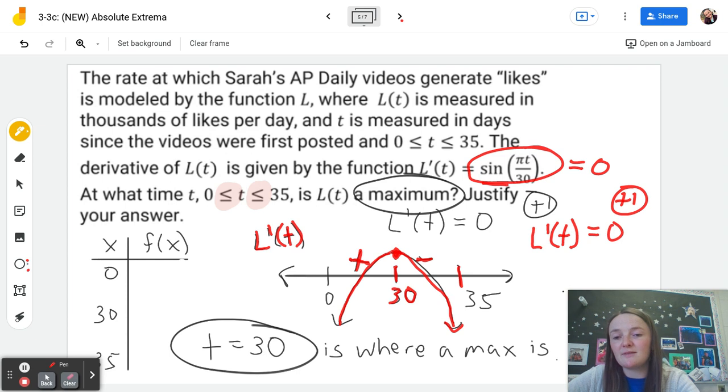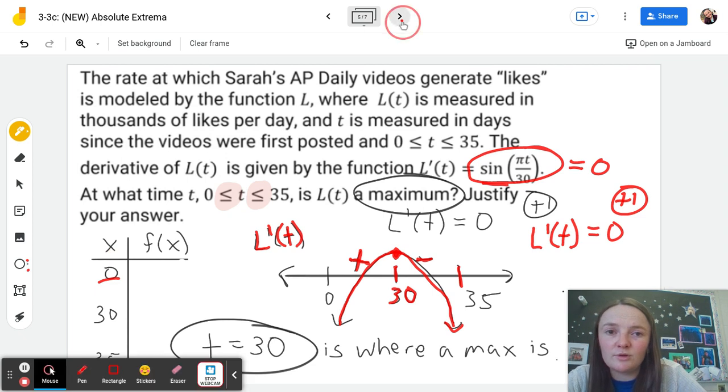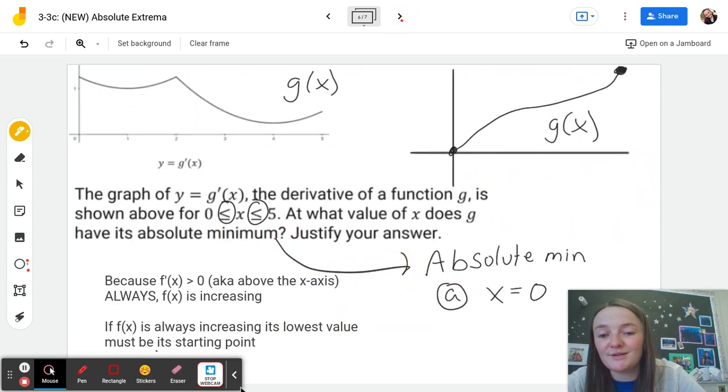Okay, so 30 must be the maximum. We actually can't evaluate exactly what 0 and 35 would be, but they can't be maximums unless the function happened to be not continuous. All right, I think we might have one more question. Yep, last question. This is a good one.